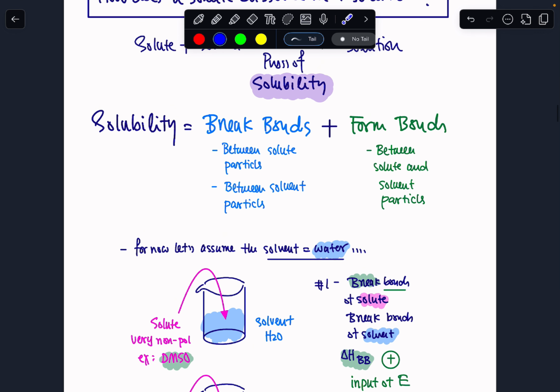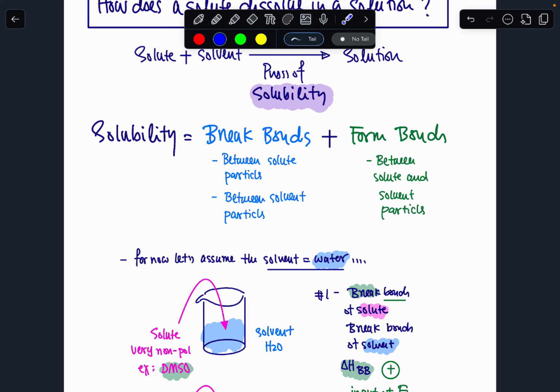Now, this becomes a thermodynamics thing, so essentially you're thinking about energy exchange. When we look at solubility as a process, one way to look at it is that solubility is really equal to the total number of bonds being broken, breaking bonds between solute particles and between solvent particles, and then forming bonds between solute and solvent. Conceptually that makes sense, right? When you're trying to dissolve a solute into a solvent, first you need to break the bonds between the solutes and the bonds between the solvents, and then you can form bonds between the solutes and the solvents.